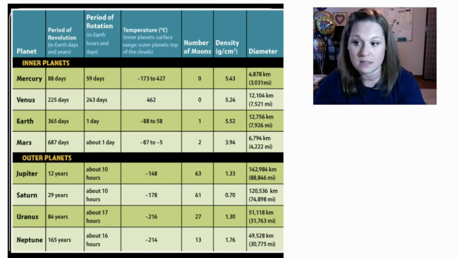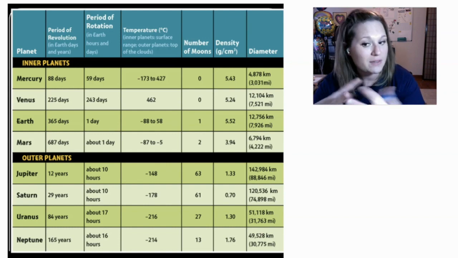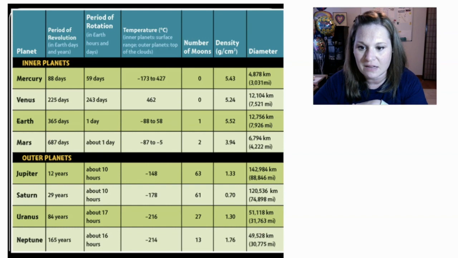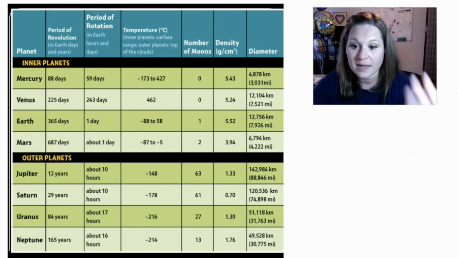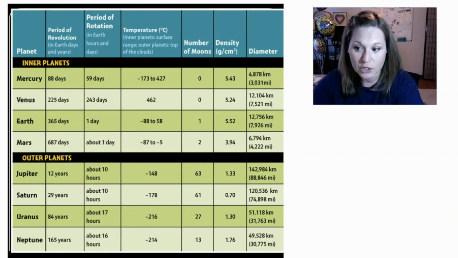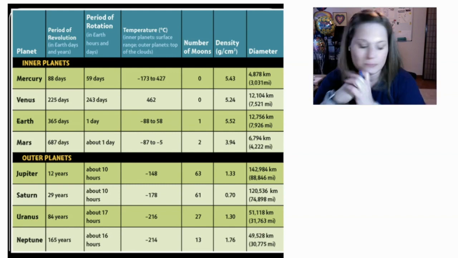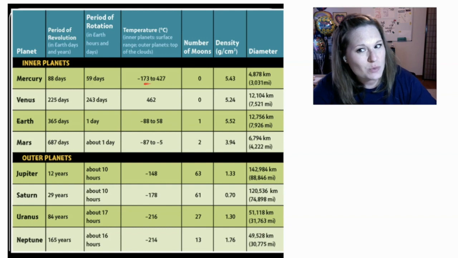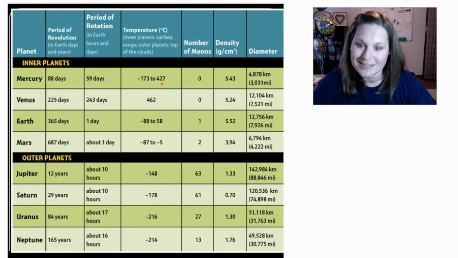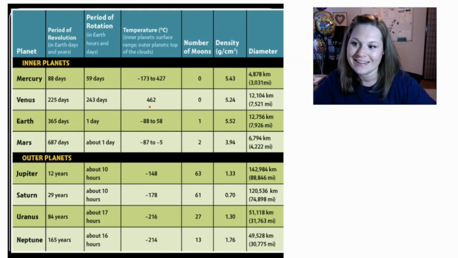So we know that there's places in our world that are very, very cold, like Antarctica, or the Arctic Circle up by the North Pole. Those are probably those places that are getting negative 88 degrees Celsius. But then it goes all the way to 58 degrees Celsius, which could be really hot in some of those desert locations, maybe around the equator. So we know that's pretty extreme. But look at Mercury, negative 173 to 427. I think that's way too cold for us to survive and then way too hot. Same with Venus. Look at that. 462 degrees Celsius. That's really hot.